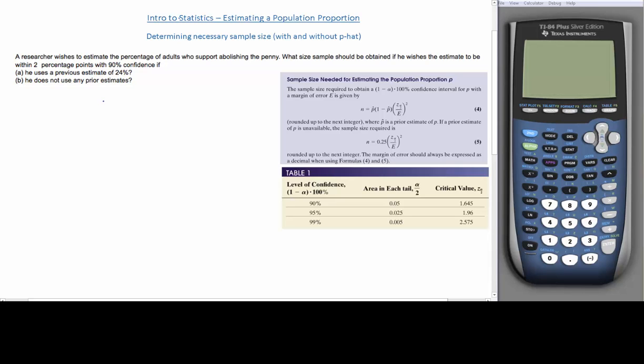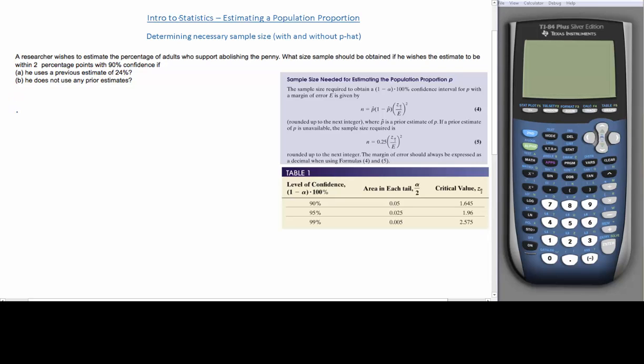All right, I want to run through a couple of quick examples where we are going to determine the necessary sample size so that we can estimate the population proportion, so essentially so that we can find a confidence interval.